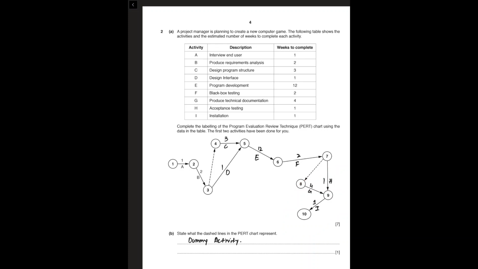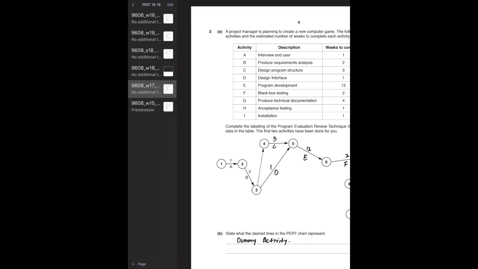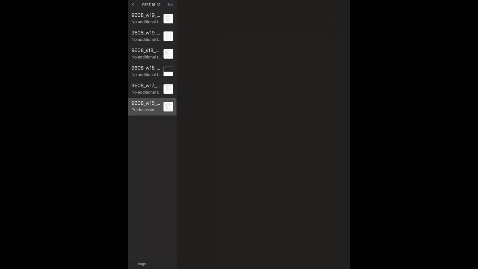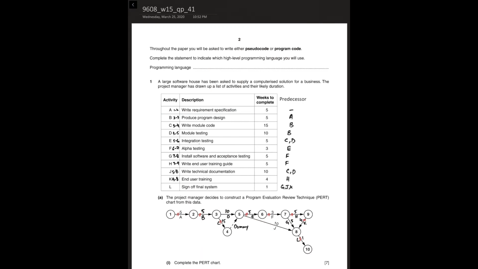Now, state what the dashed line in the PERT chart represents. It's a dummy activity. You don't have to say anything other than that. You don't describe when they ask such questions for 1 mark. If there are 2 marks, then we will be worrying about the definition.